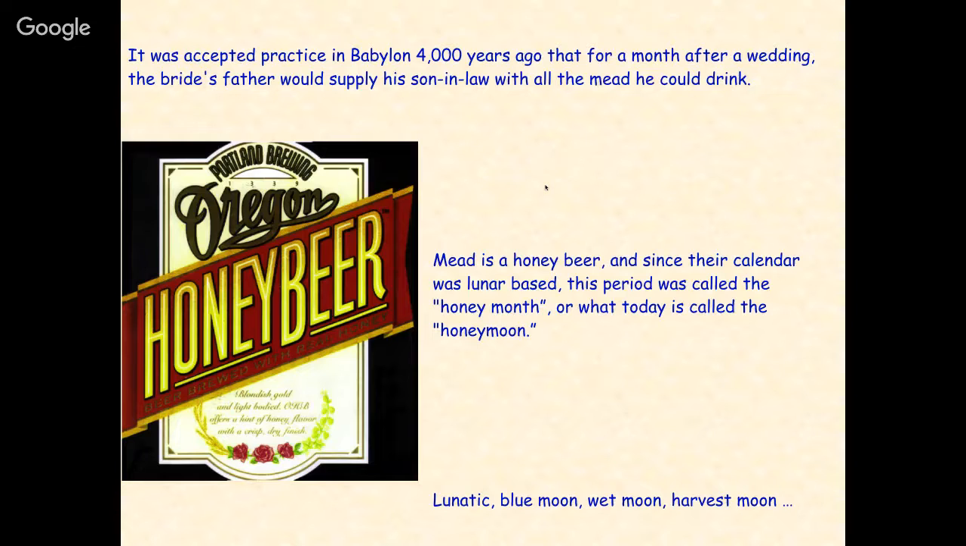But the moon and the lunar calendar, we have all kinds of terms that come from that. The word lunatic, from which we get the words blue moon, wet moon, harvest moon. There's all kinds of terms that we use associated with the moon.